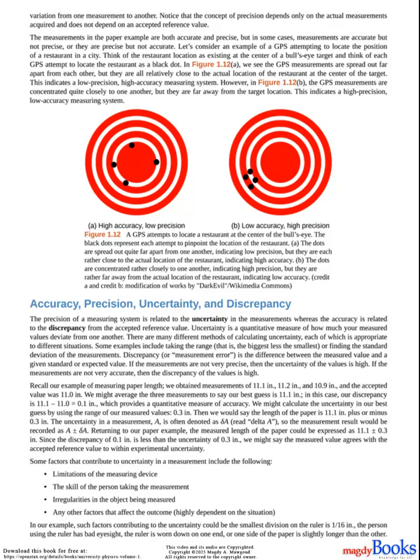The uncertainty in a measurement, A, is often denoted as delta A. So the measurement result would be recorded as A plus or minus delta A. Returning to our paper example, the measured length of the paper could be expressed as 11.1 plus or minus 0.3 inch. Since the discrepancy of 0.1 inch is less than the uncertainty of 0.3 inch, we might say the measured value agrees with the accepted reference value to within experimental uncertainty.